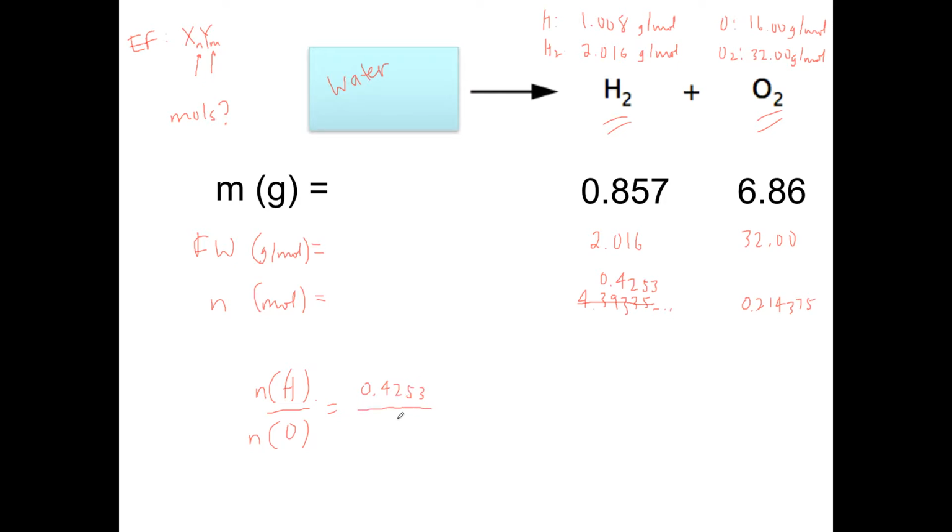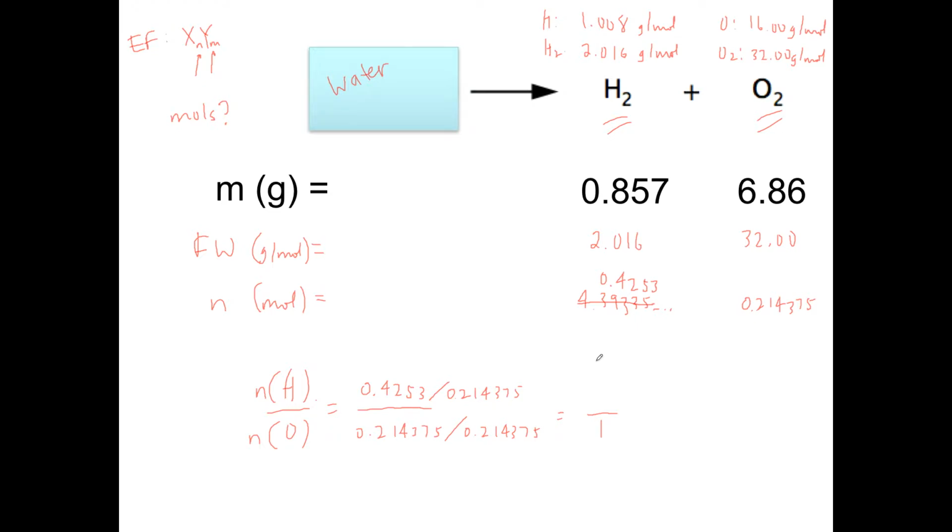0.4253 over 0.214375. Okay, now in order to find the smallest whole number ratio, I divide both numbers by the smallest of the two. And which of these is smaller? It's 0.214, right? So let's go 0.214375. Divide this one by the same, 14375. And this is going to equal something over 1, right? Because these two are the same number.